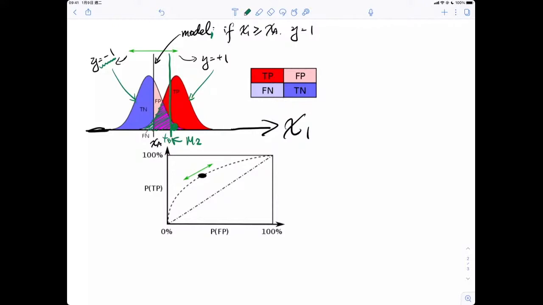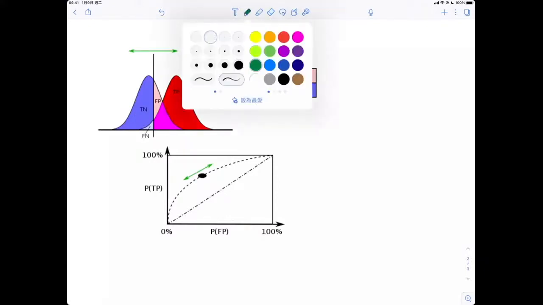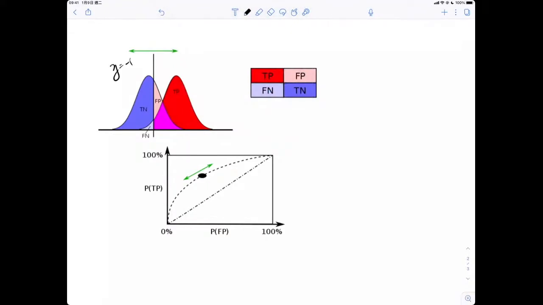So this is a very simple explanation of false positive, false negative. And we can see that the blue part is true negative, right? It's true negative because y is minus 1, y is plus 1. Because there are some data points that are originally labeled as minus 1.